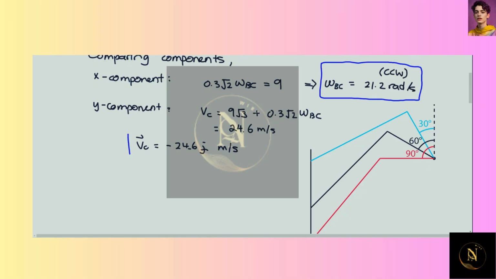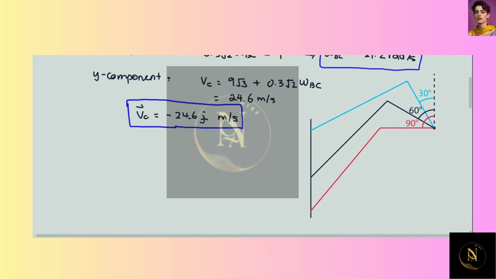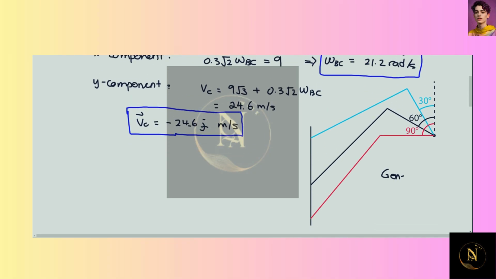Now we sketch the general plane motion. This is how the general plane motion looks like. This is point A, B is here, and C is here. This is how the rods AB and BC move when theta is 30 degrees, 60 degrees, and 90 degrees.